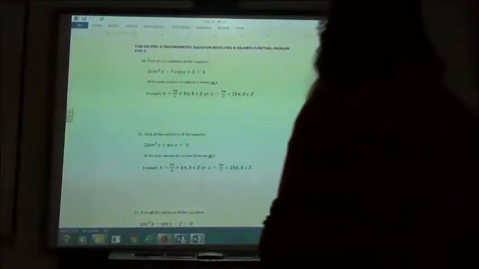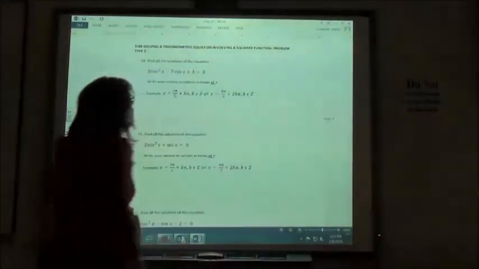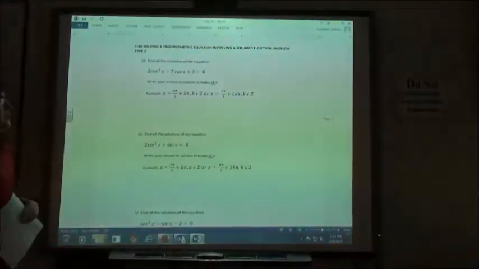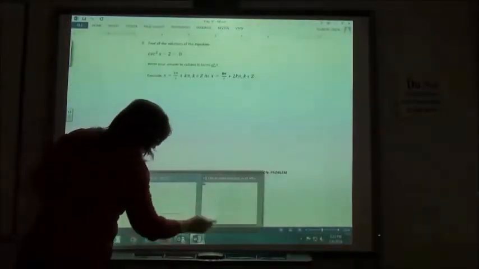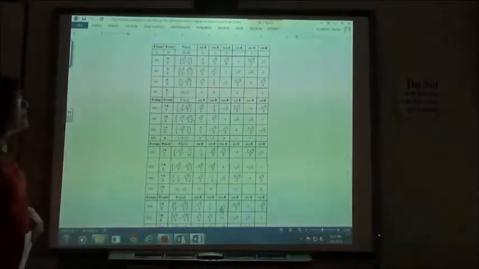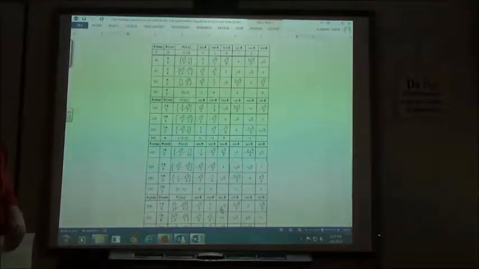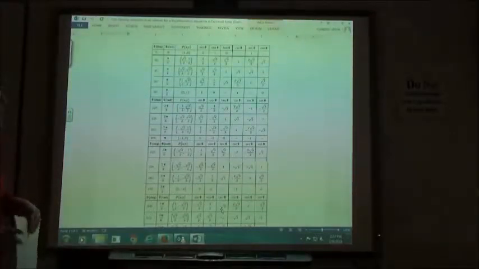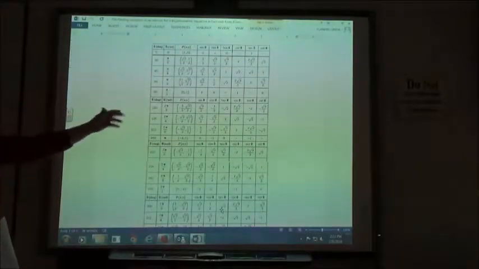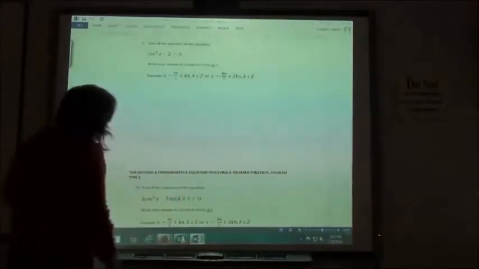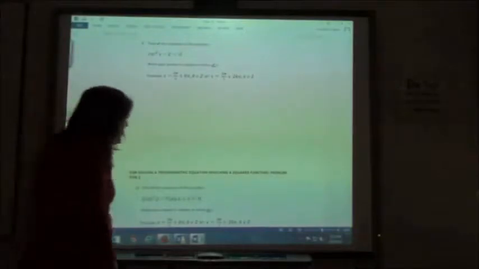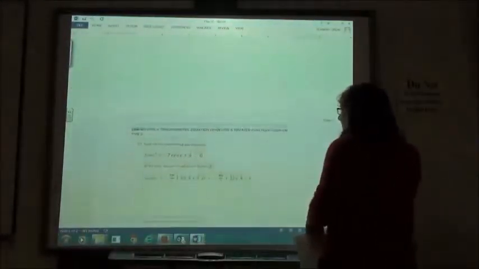10, 11, 12, solving a trigonometric equation involving a squared function. These ones we're going to solve by factoring them out. I'm going to want to have my table so that when I'm done solving for sine, cosine, tangent, whatever it may be, I can look up my values from my table. So I want to make sure I have my table handy. Going back over here then to number 10, because my board moved.